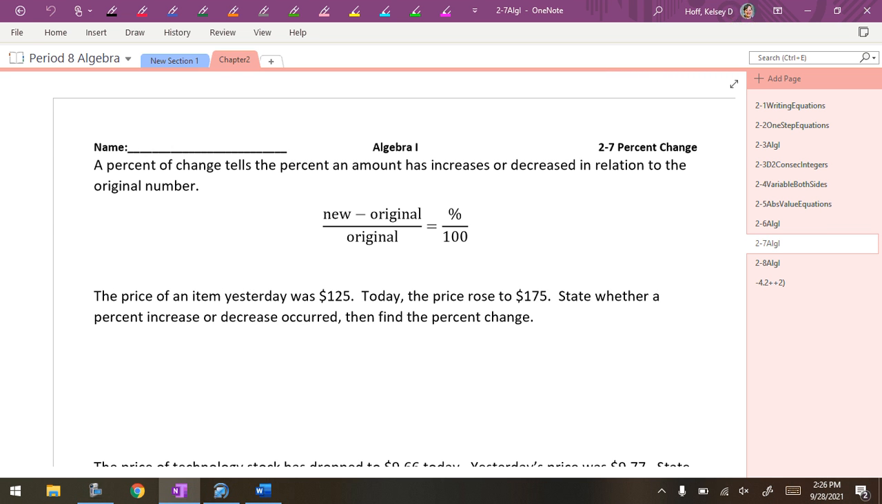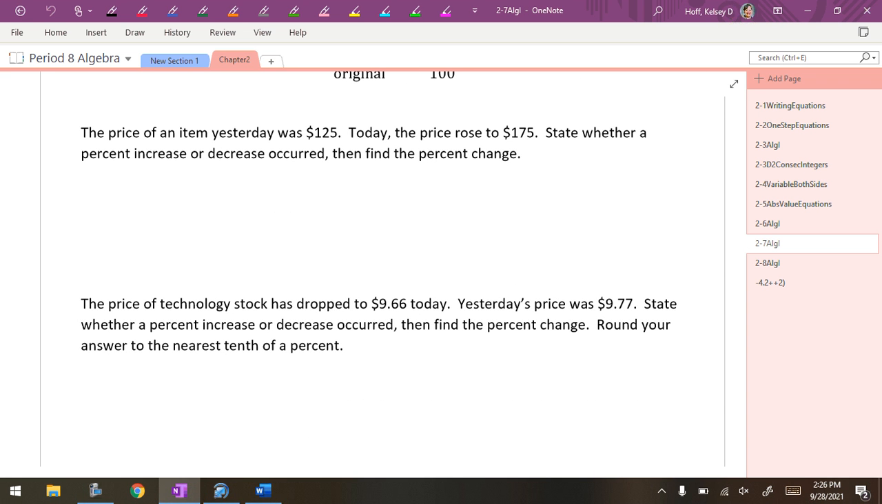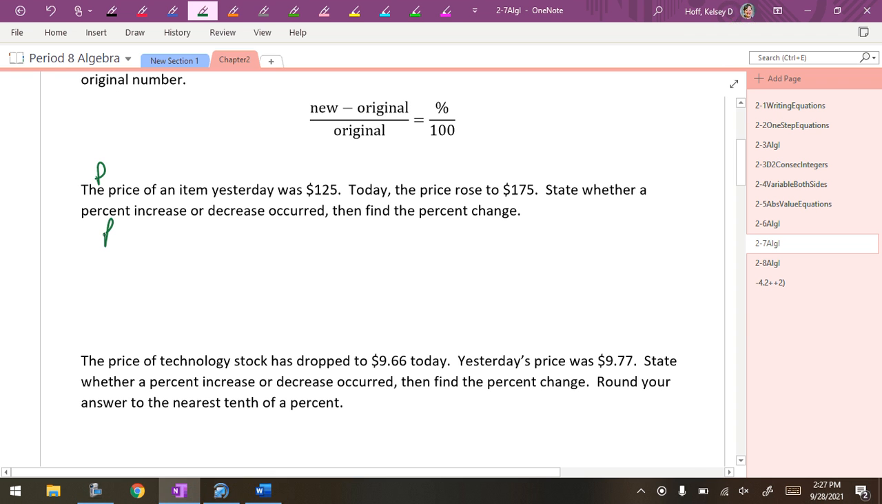We have to identify what our new price is versus what our original price is. So it says the price of an item yesterday was $125. Today, the price rose to $175. State whether a percent increase or decrease occurred, then find the percent change. So my first question is, price increase or decrease? How do you know? How does it tell you? It says the price rose and the number gets larger. So right away we can say, whoops, percent increase.